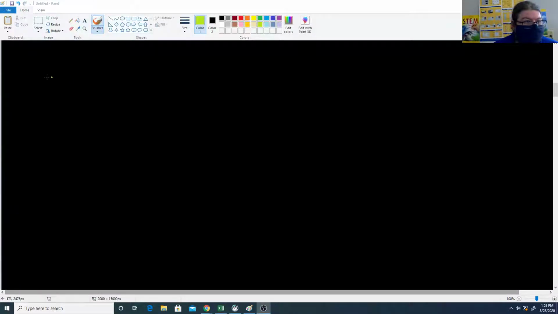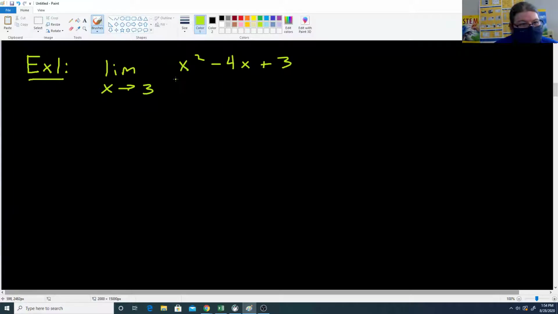All right, so we're going to look at example 1 from our textbook from section 2.5. And what this wants us to do is find the limit as x approaches 3 of x squared minus 4x plus 3, all that over x squared plus x minus 12. So if we think about putting 3 up here, we get 3 squared is 9.